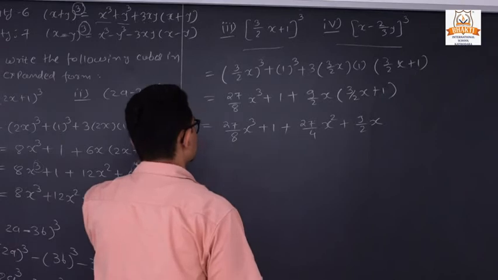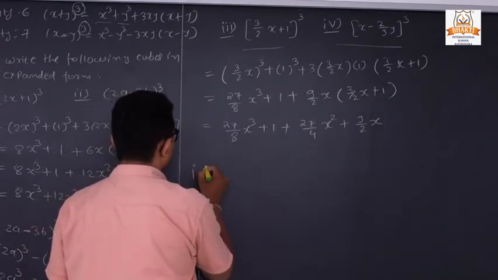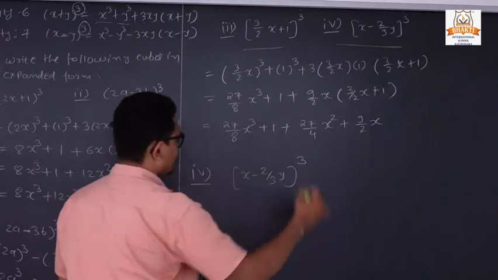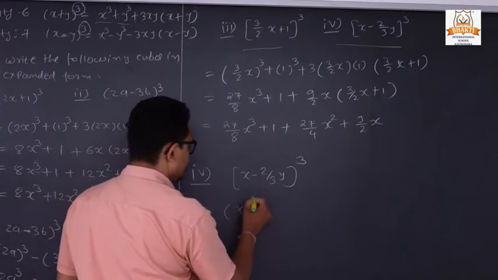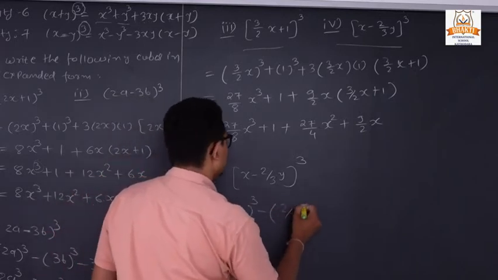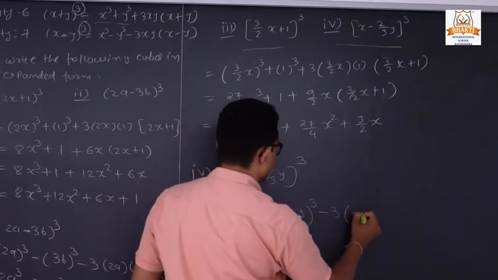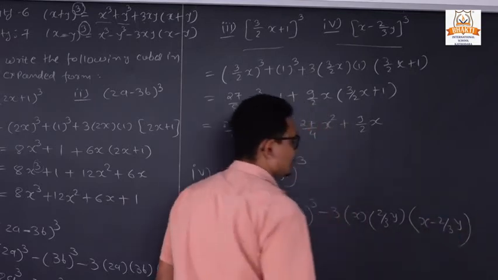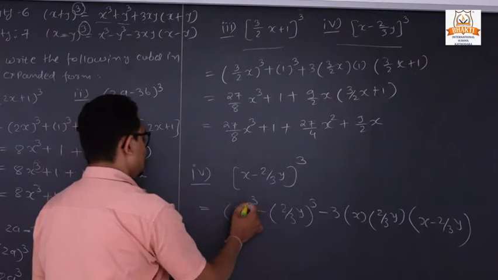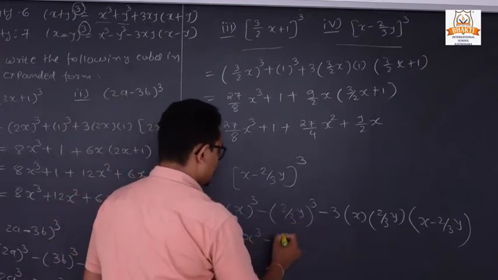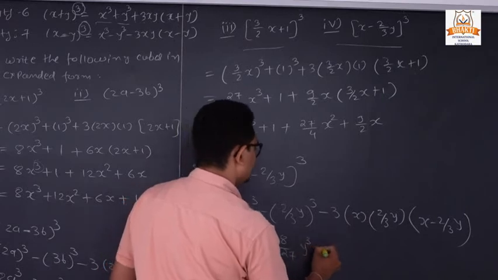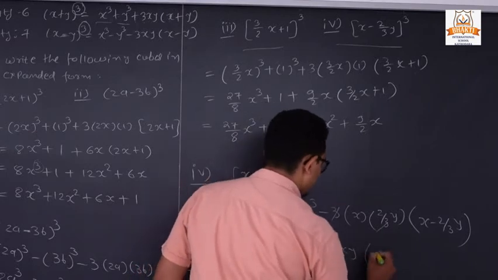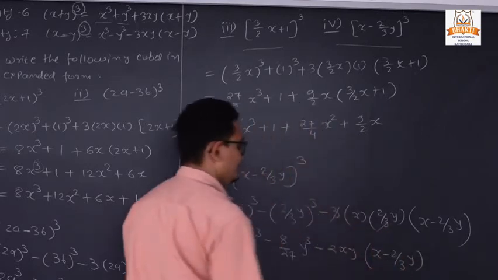Now the last question, question number 4, x minus 2 by 3 y all cube. Once again the same: first term cube minus second term cube minus 3 into first term into second term in bracket x minus 2 by 3 y. So x cube is x cube, 2 cube is 8 upon 27 y cube, 3 cut, so 2xy in bracket x minus 2 by 3 y.